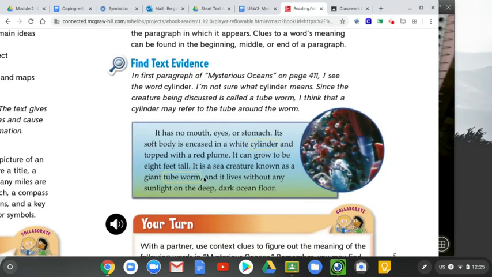So find in the text. It says that we're going to be defining the word cylinder. It's right here. So I would find that on page 411. Reread that whole paragraph. So I'm going to read it to you, and then I'm going to go over what the think aloud is for the text evidence.